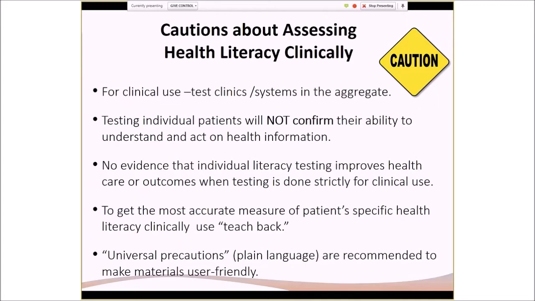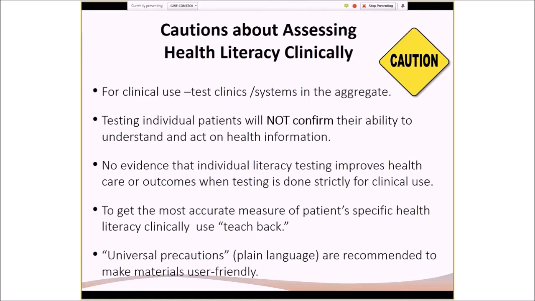So here's some caution. I don't suggest you use these tests for clinical use unless you're going to assess in the aggregate, the whole clinic. Because if a doctor finds out, or a researcher finds out, somebody's reading on a fifth grade level, what are you going to do differently? Now, it's a great variable to have in doing research. You could find, for instance, that people with low literacy have more trouble adhering to instructions or adhering to the protocol, attending appointments, whatever you're looking at. So it's good and easy to add in research, but clinically, I'm very hesitant to put it in the medical record.